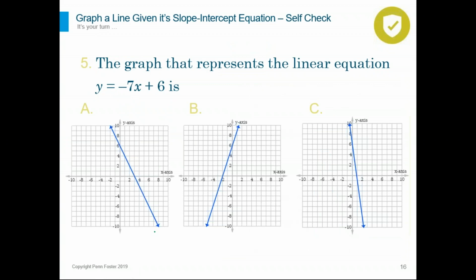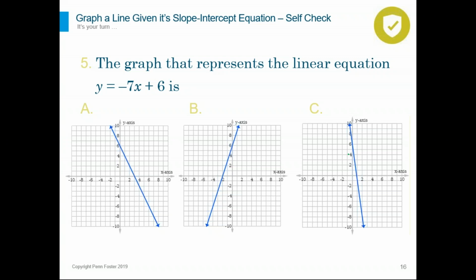Okay, let's look at a self-check. The graph that represents the linear equation y equals negative 7x plus 6 is... We have 3 graphs. Which one is the graph of this equation? You can go by the elimination method and look at the y-intercept. All of them, though, have the same y-intercept.